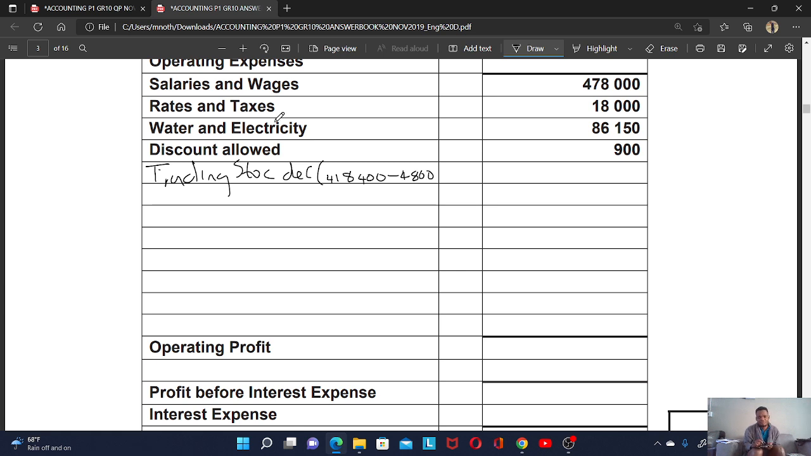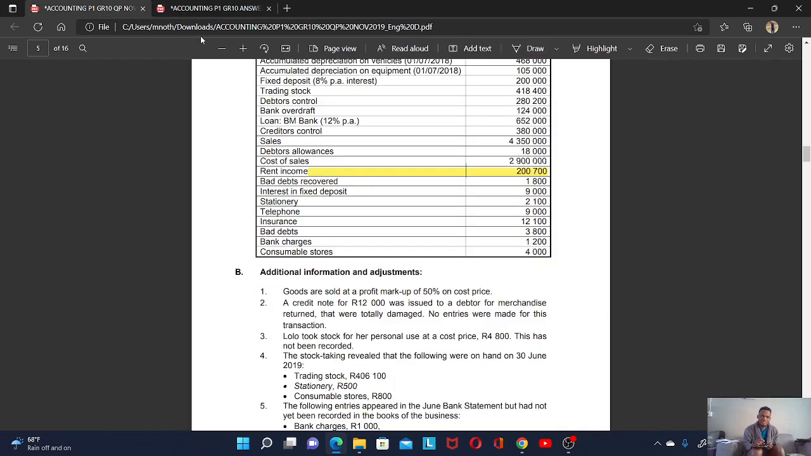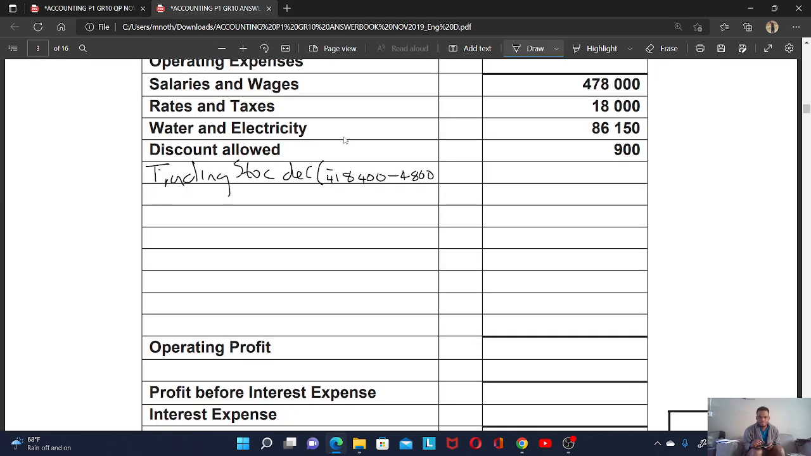And then now we have to minus the stock that is on hand. Remember, the reason we are separating this 4,800, the one that was taken by the owner, is because if the owner takes trading stock for personal use, this means that your trading stock is going to decrease. It is why we decrease it by 4,800. And then the trading stock that is on hand is 406,100. So minus 406,100.